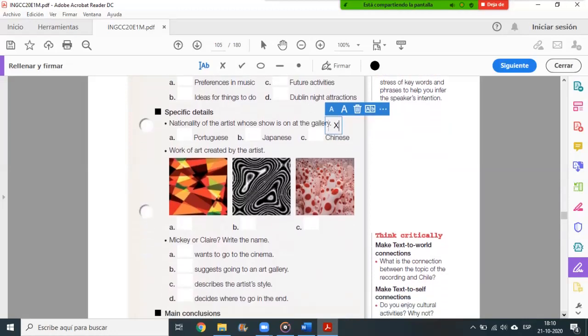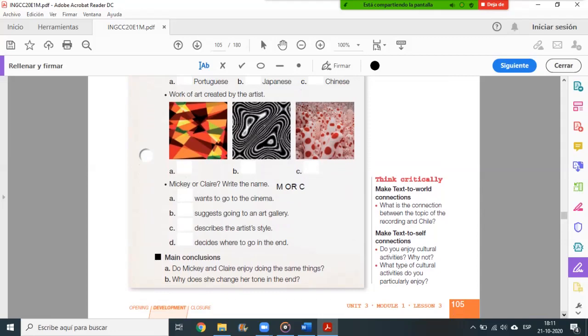Then you will have to write the names Mickey or Claire. Who said that? Mickey es el nombre de uno de los participantes, ¿cierto? En la visita a esta galería. O Claire. Claire es la otra chica visitante en la galería. Write the name. You will write M for Mickey, or you will write C for Claire. Okay. M or C. Si usted opina que la letra A la sugiere Mickey, usted va a escribir ahí M. Si piensa que lo sugiere Claire, write the letter C, capital letter. Letter B suggests going to an art gallery. C describes the artist's style. D decides where to go in the end.